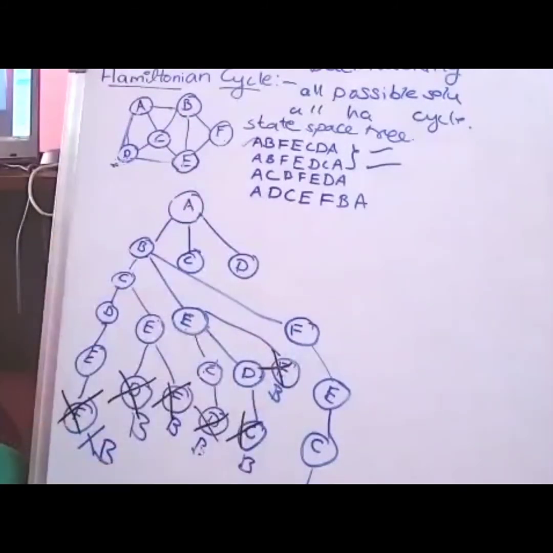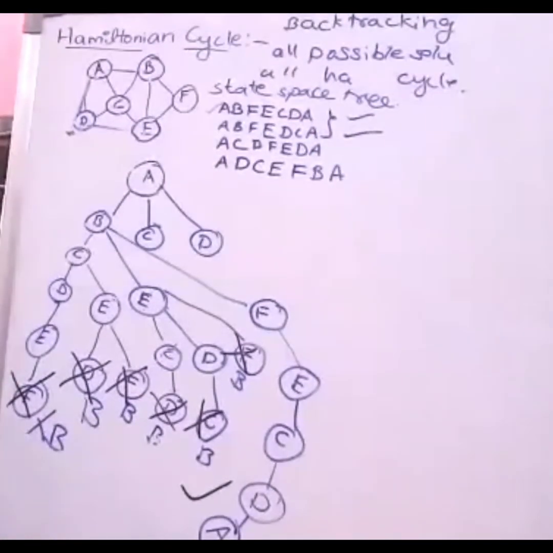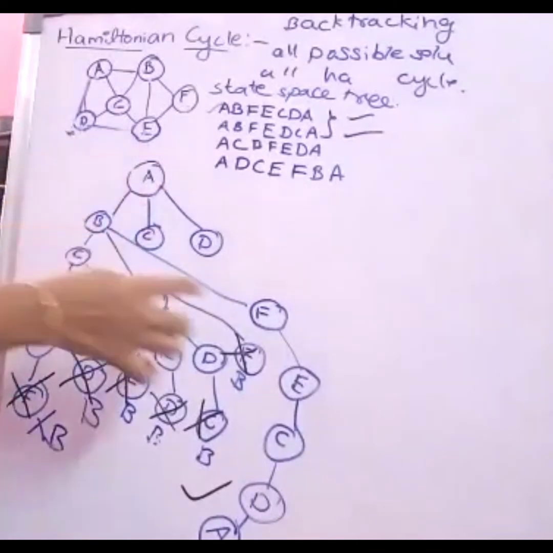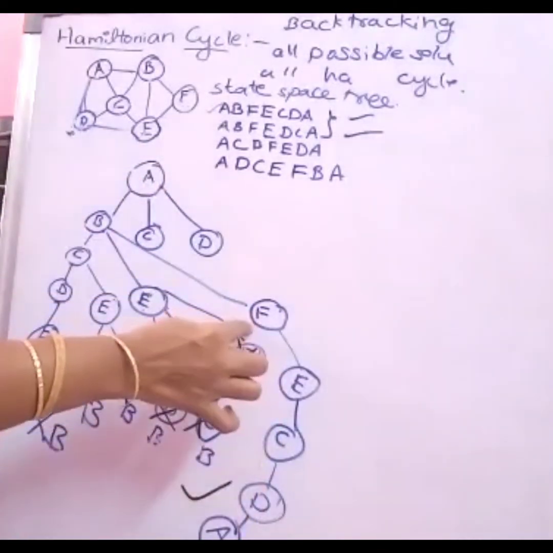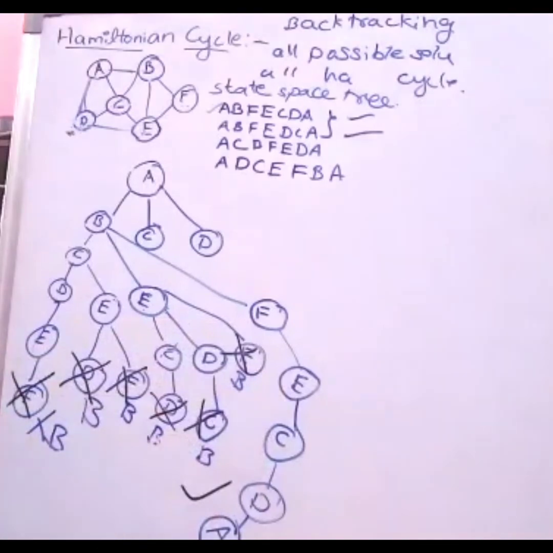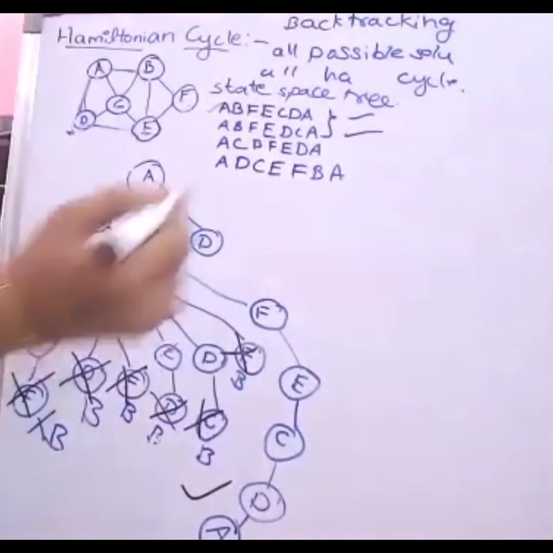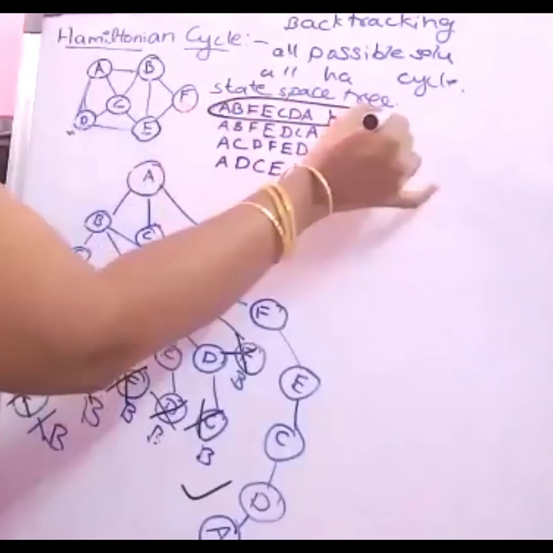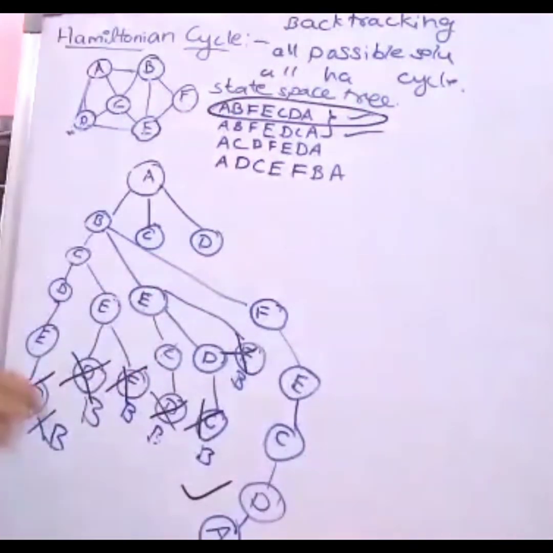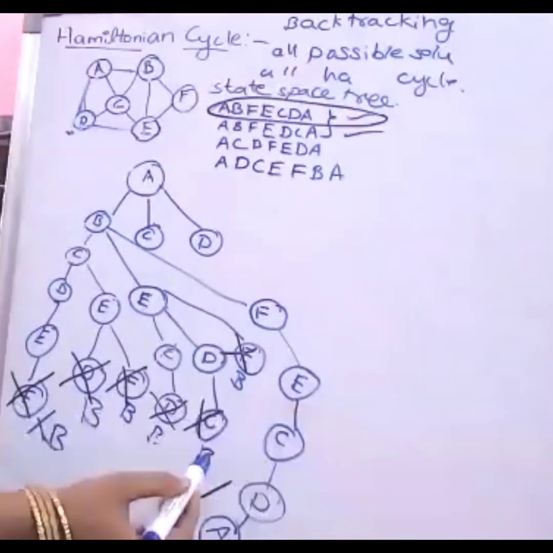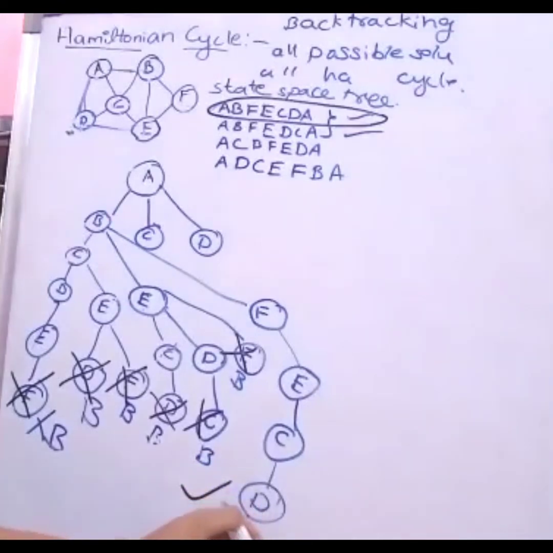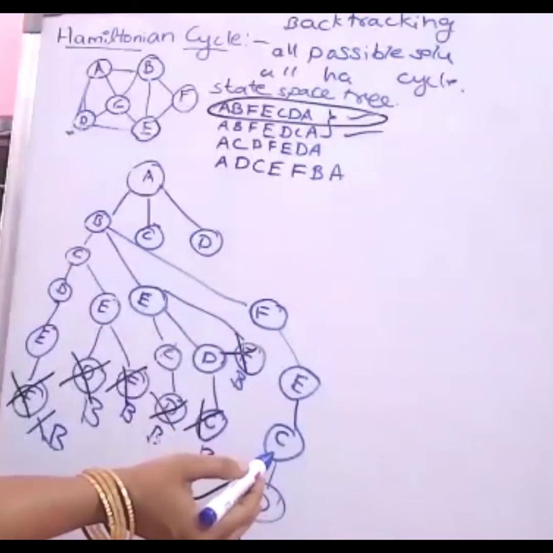Already we covered this one with C, D, A. A, B, E, F, C, D, A we covered. We got this possible solution. We need to find the remaining possible solutions, so I'm going back here. A is already my first vertex. From D, there are no unvisited vertices because it is the last vertex in this path, so I'm going back to C.